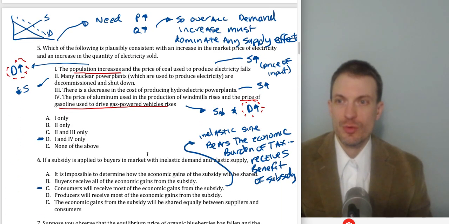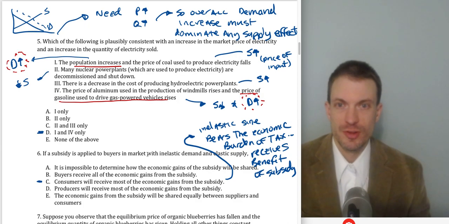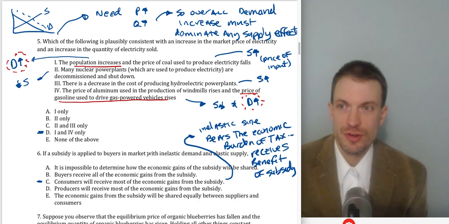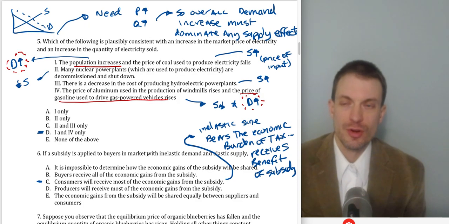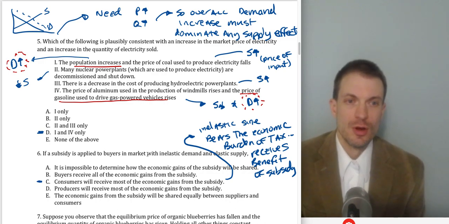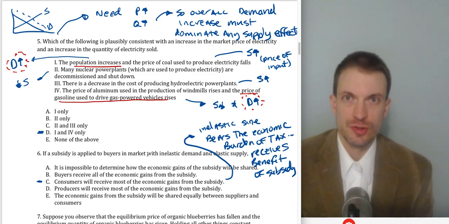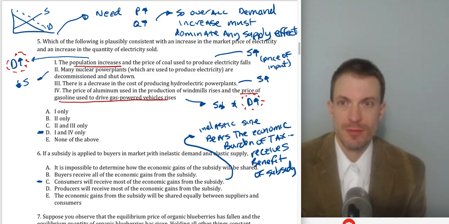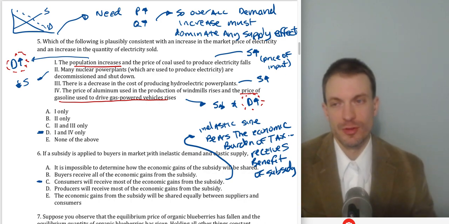Number 5, which of the following is plausibly consistent with an increase in the market price of electricity and an increase in the quantity of electricity sold? Okay, so the first thing we have to do is figure out what is going to describe this effect. We want something that's going to make the equilibrium price rise and the equilibrium quantity rise.